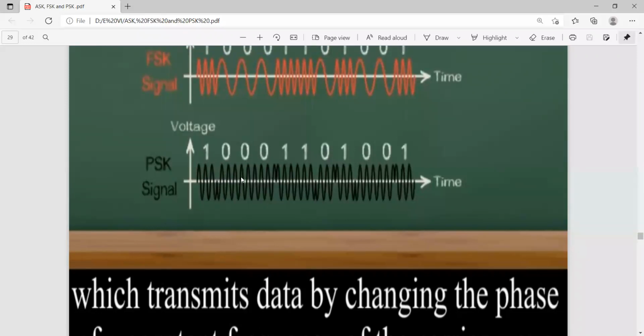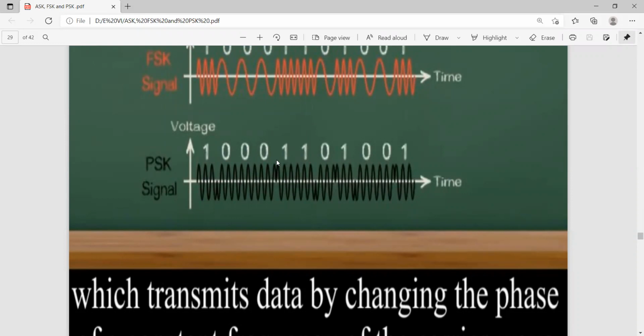So here 0, 0, there is no need of any phase change. Again 0, 0, no change of any difference. 0, 0. But again, this is from 0 to 1. If there is 1 to 0 or 0 to 1, there is a phase change. All ones are in one phase. All zeros are in another phase. That is the basic difference in the phase shift keying.